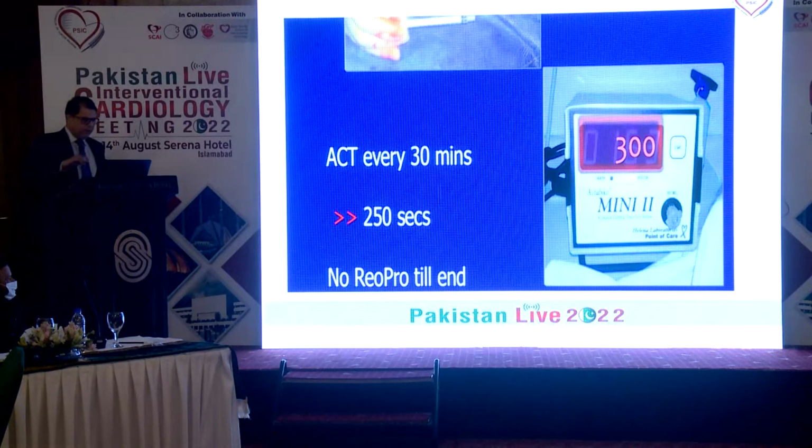So you need to have your ACT checked every 30 minutes. And for a retrograde approach, you need to keep it above 300. Another important thing is that you shouldn't use 2B3A inhibitors in these cases, because you'll end up with pericardial effusion.